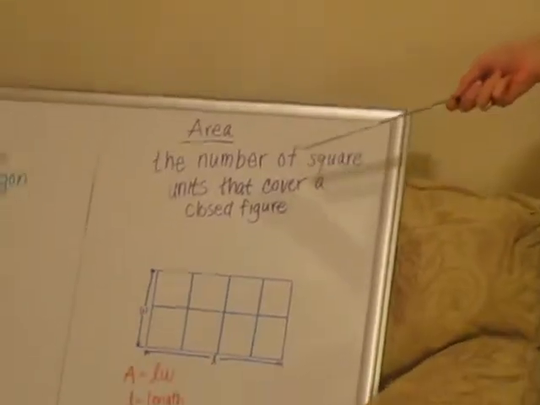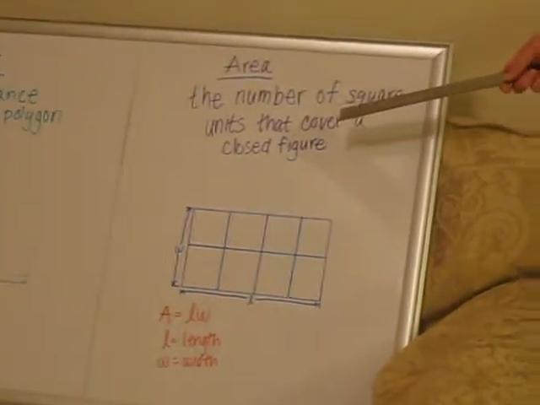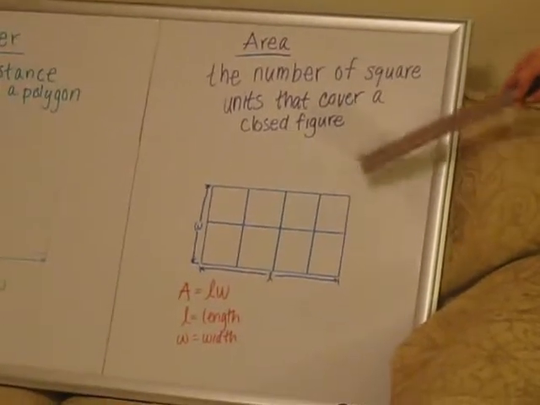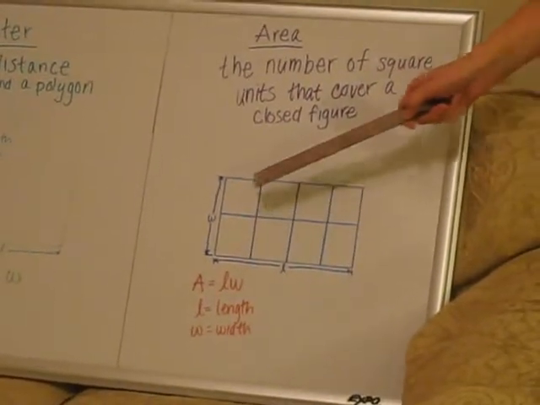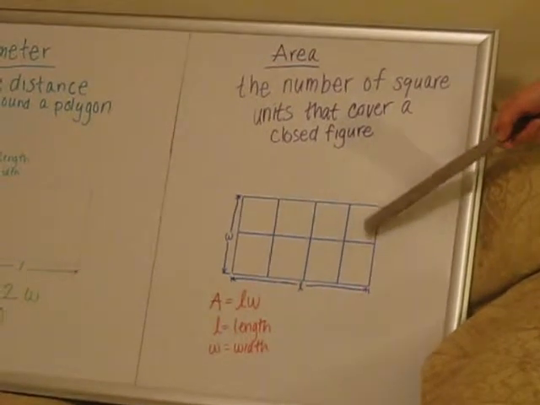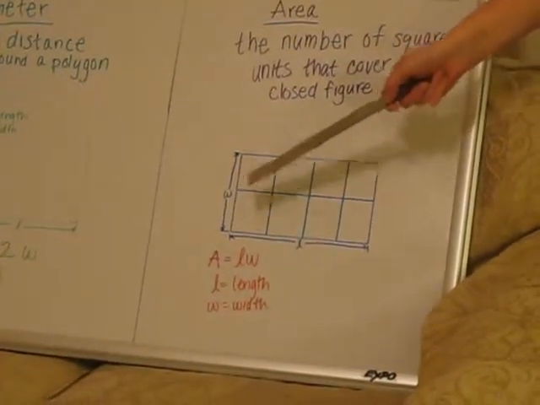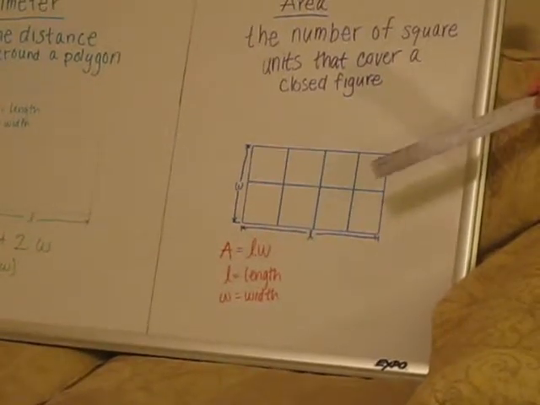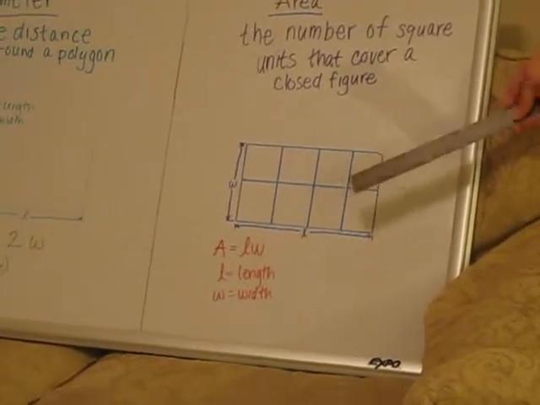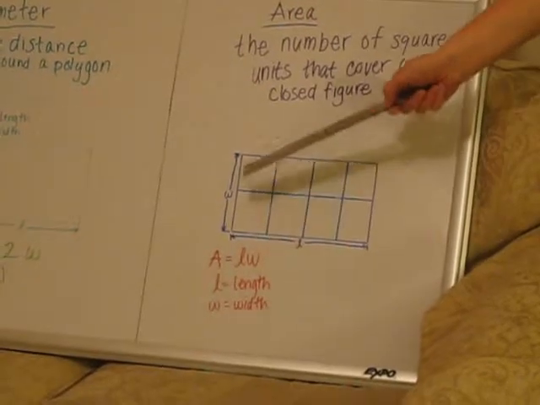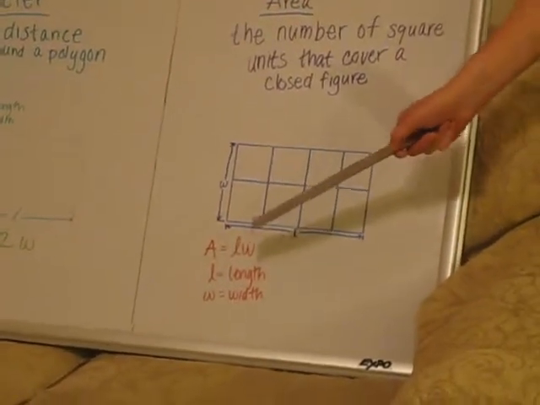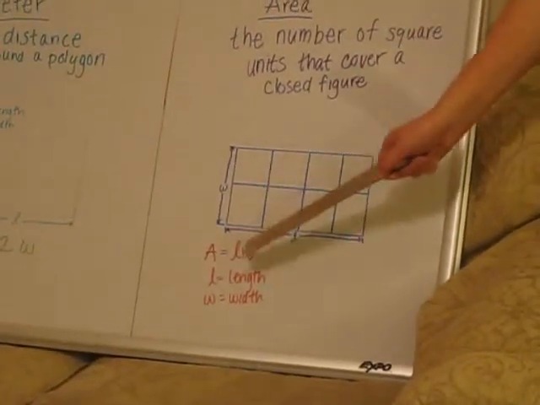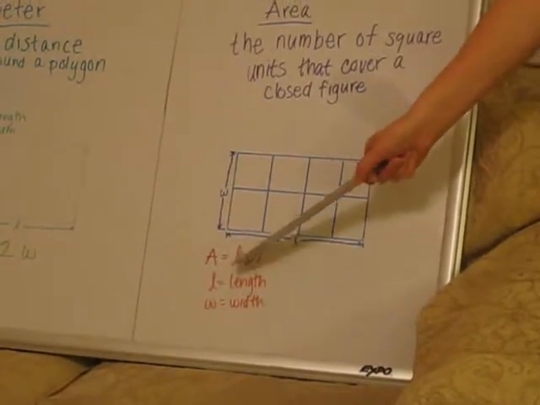Area is the number of square units that cover a closed figure. So using the same rectangle, we have 1, 2, 3, 4, 5, 6, 7, 8 square units that cover the closed figure. Or, since length and width are measured in units, you can multiply them together. So, area is length times width.